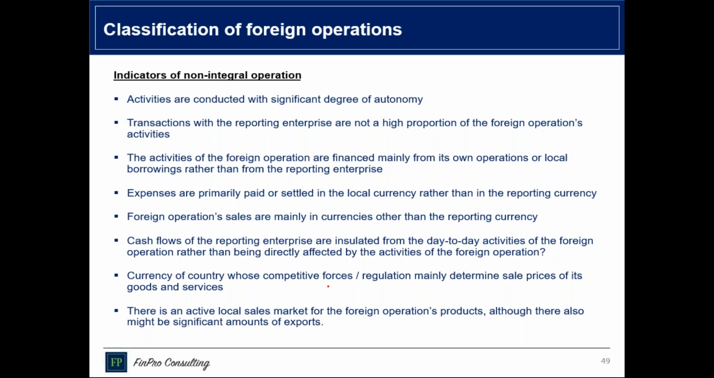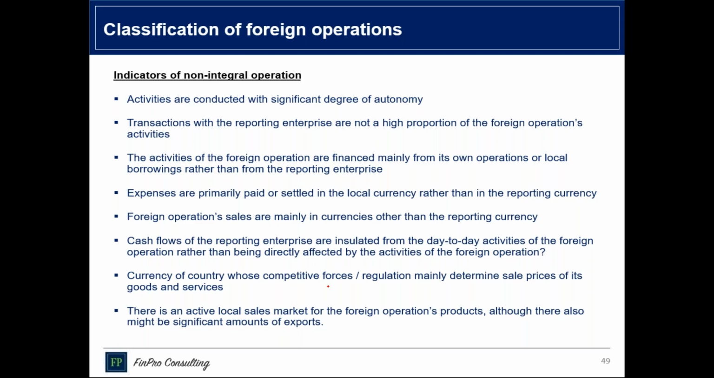Then the second question is whether the transactions with the reporting enterprise are of a high proportion of the foreign operation's activities. If there are transactions like 100% of sales or 100% of purchases done from the reporting enterprise, or entire borrowing is done by the reporting enterprise, so if the volume of transactions is really high, then the tilt is towards an integral operation. However, if the volume of transactions is low between the foreign operation and the reporting entity, then again the indication is towards a non-integral operation.